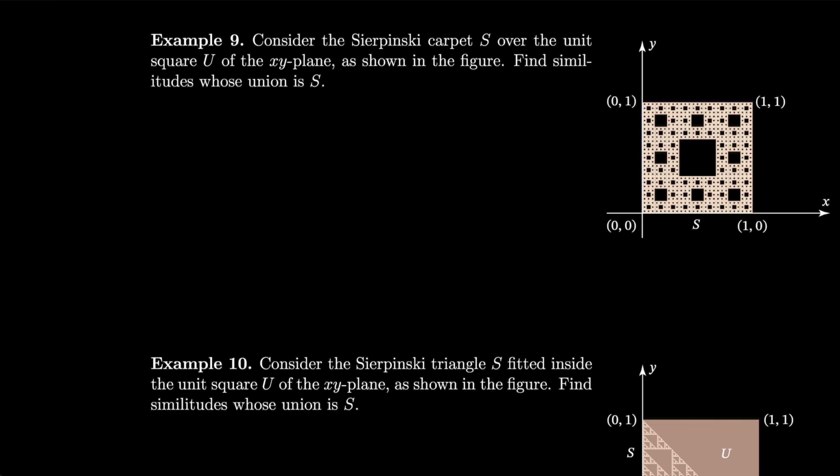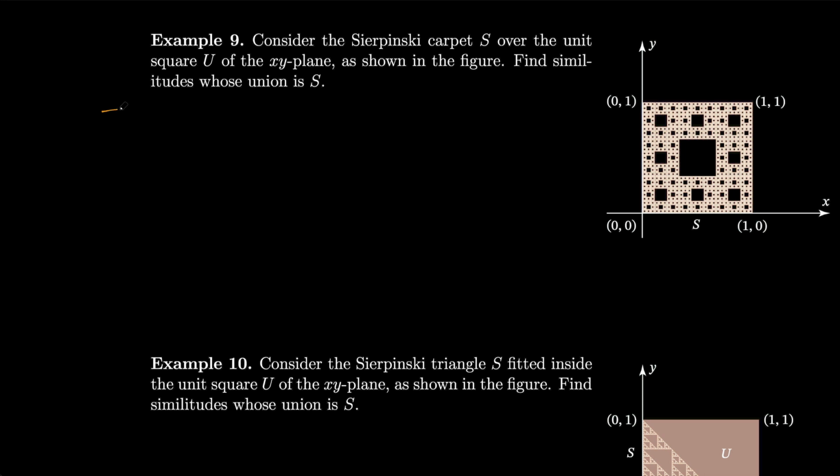How about we consider the Sierpinski carpet over the unit square u of the xy plane and find similitudes whose union is S. So it looks like we could again take the entire thing and then shrink it down and then just translate. So we'll have 8 different of these little shrunken versions of it, and they're translated in various places depending on which one we want to do. So the first one we won't translate at all, and the second one we'll translate maybe to the right by 1/3, and then you could go to the right 2/3, etc.